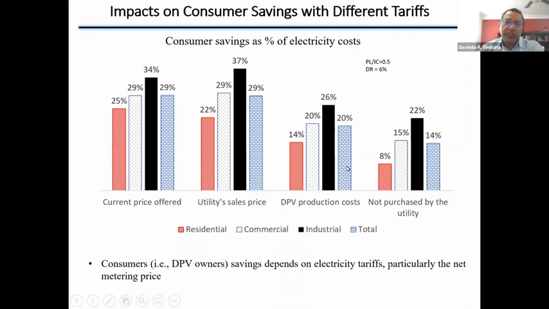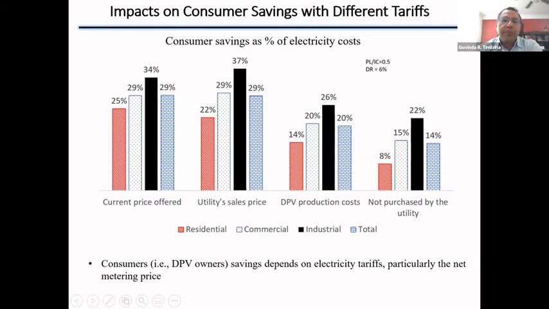Now, the DPP cost is very low. If the utility says, we don't want to give you a high price, but we just cover your cost of production, then the benefit to consumers goes down compared to this section. And if the utility says, we don't want to pay any price for excess electricity, whether you give it to us or not, they still benefit because they save utility electricity, since their production is cheaper than the utility electricity, but the benefit is much smaller than in the other cases.